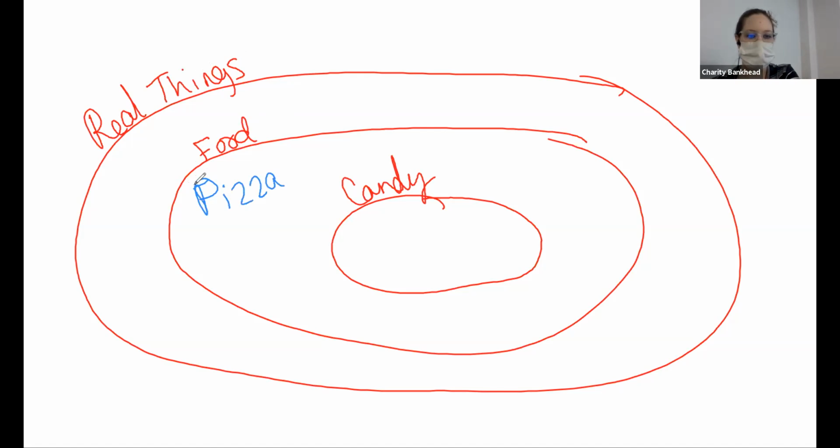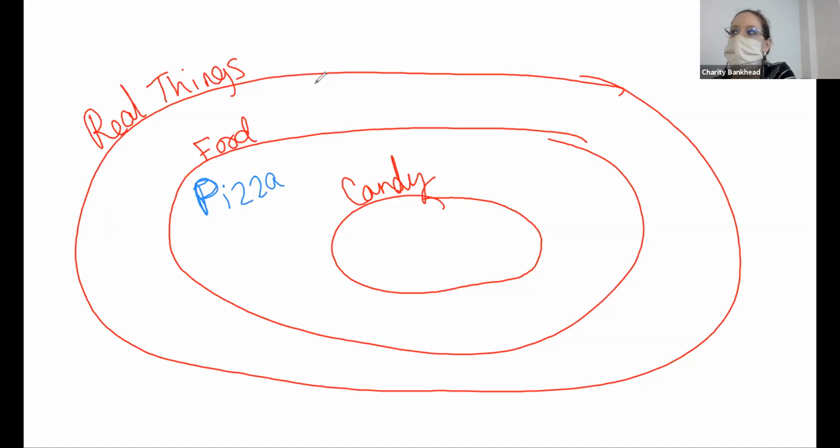Pizza is a food. It's not a candy, but pizza is also a real thing, right? So the whole food circle is completely inside the circle of real things. So I don't need to write pizza over here again because it's already in there. When I fill out a diagram like this, I actually only need to write each thing one time.